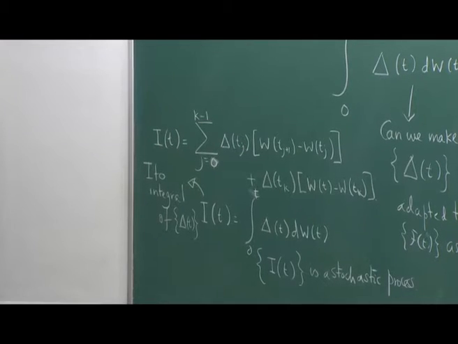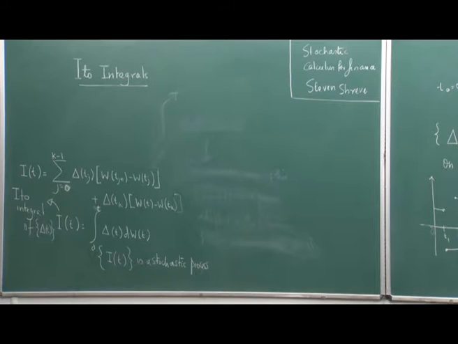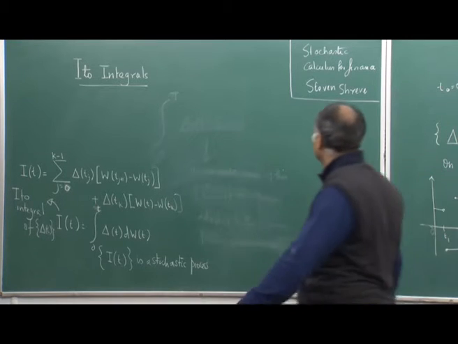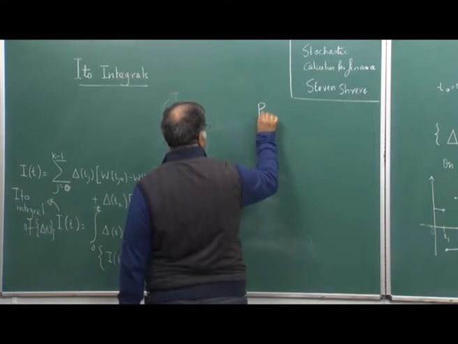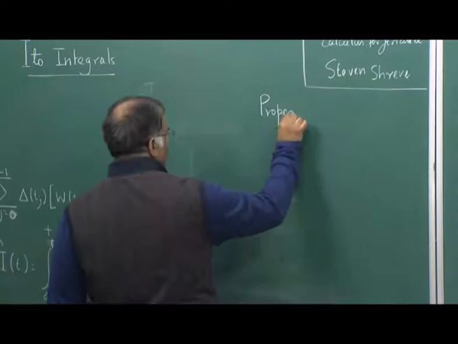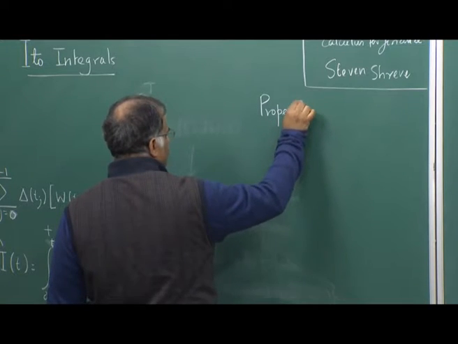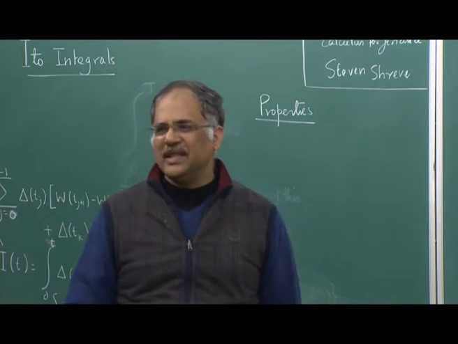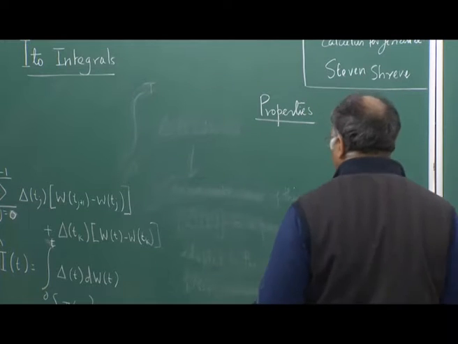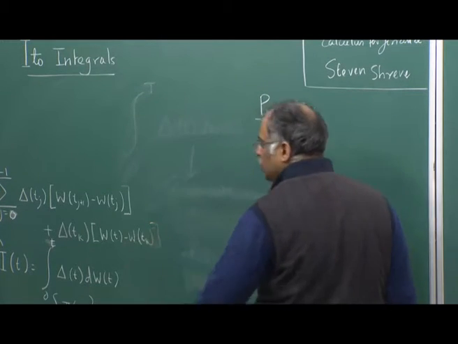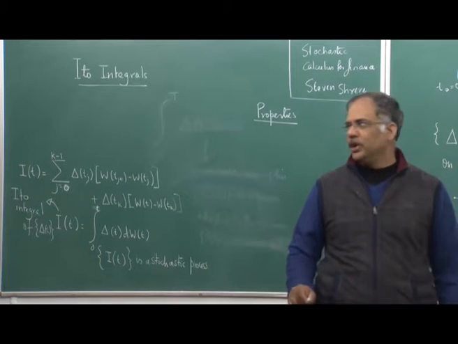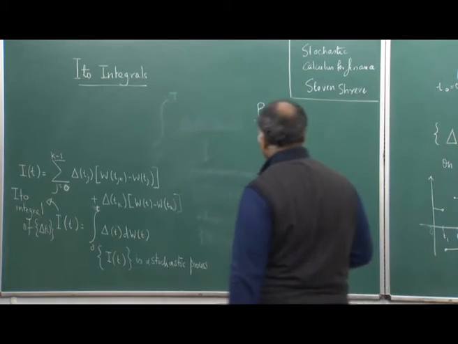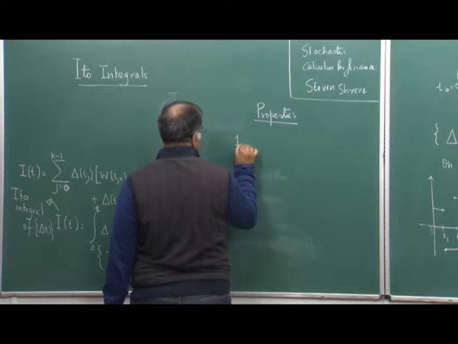Now, what are the key properties of this stochastic process? The key properties are following. If you have time we will prove any one of them. The number one property is that the Ito integral is a martingale with respect to the filtration Ft adapted to the Brownian motion W.